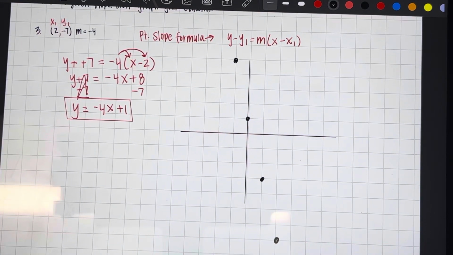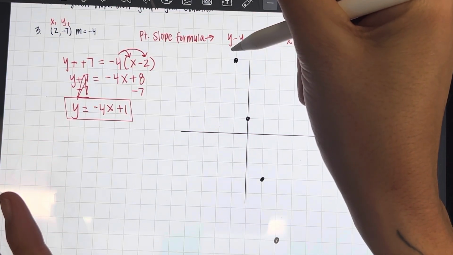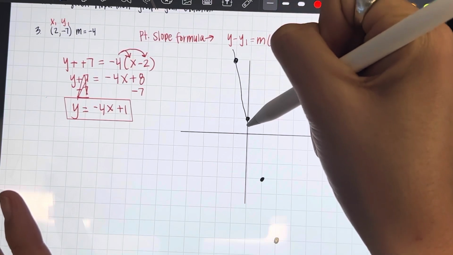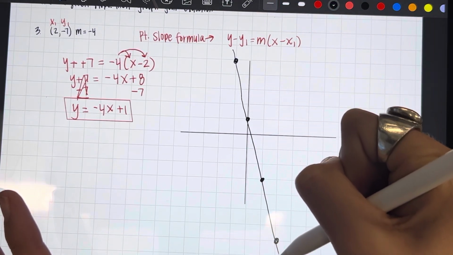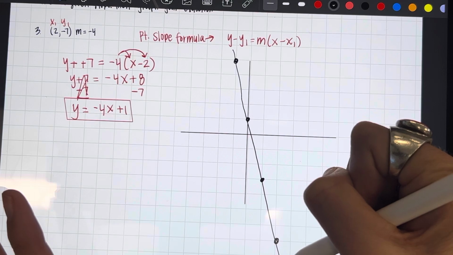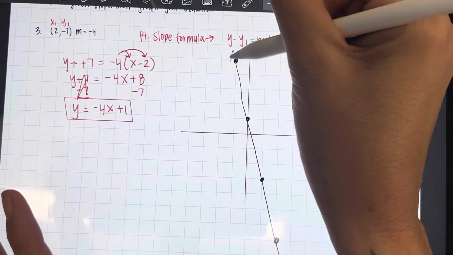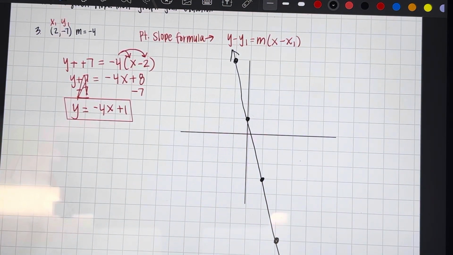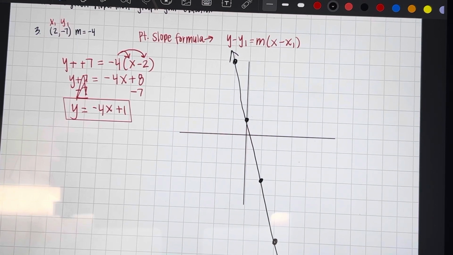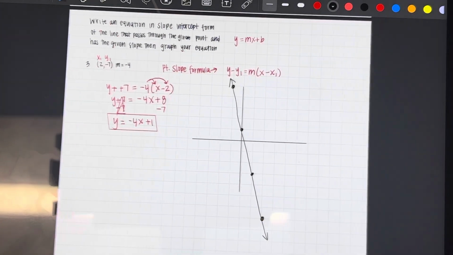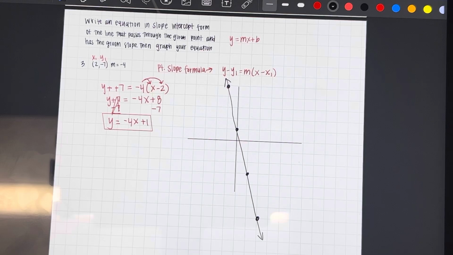I don't think I have a ruler today, so just do your best. If you do have a ruler, you can use that. But I'm just gonna try my best to hit through all my points, okay? So this line that we have here, it's not super straight, sorry guys, is going to be for this equation, y equals -4x plus 1. And that's how you would do that full problem. So again, it is 2 parts. Don't stop just here. Once you find your equation, remember that you do need to graph it as well.